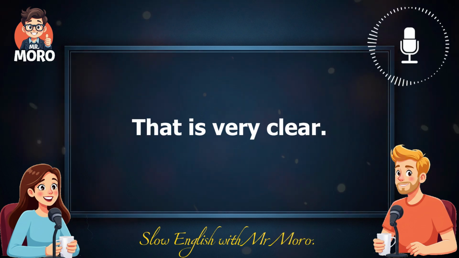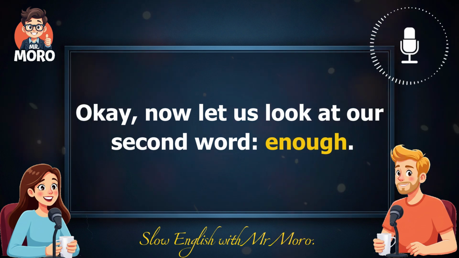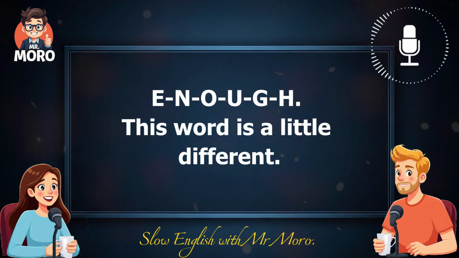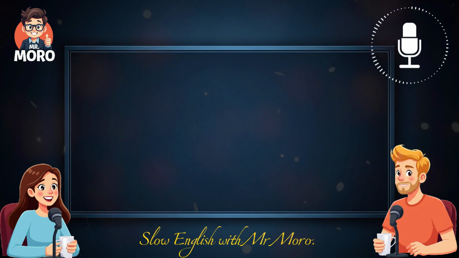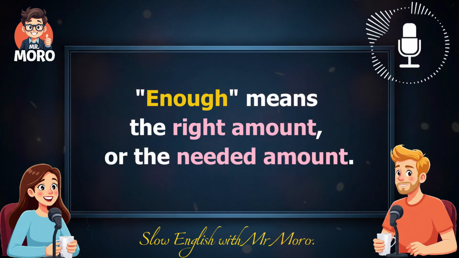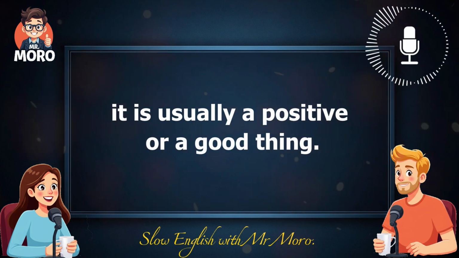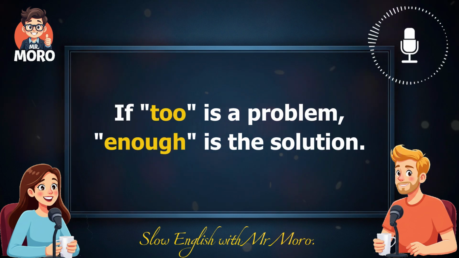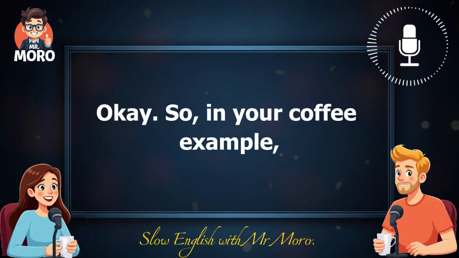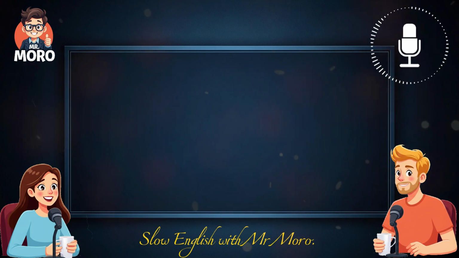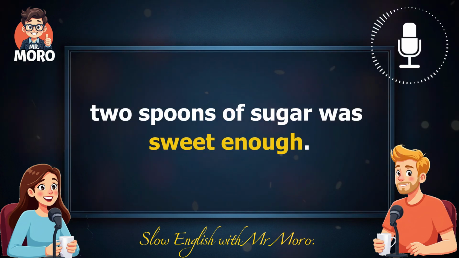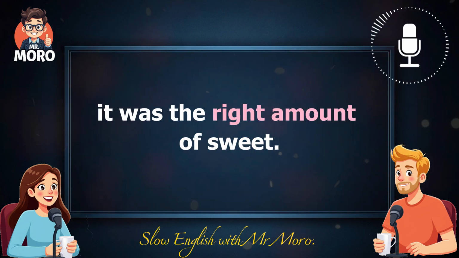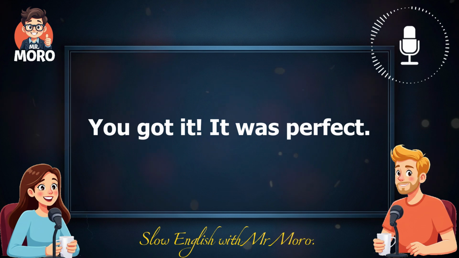That is very clear. Okay, now let us look at our second word, enough. E-N-O-U-G-H. This word is a little different. How is it different? Enough means the right amount or the needed amount. It is usually a positive or a good thing. If too is a problem, enough is the solution. Okay, so in your coffee example, 2 spoons of sugar was sweet enough. It was the right amount of sweet. You got it. It was perfect.